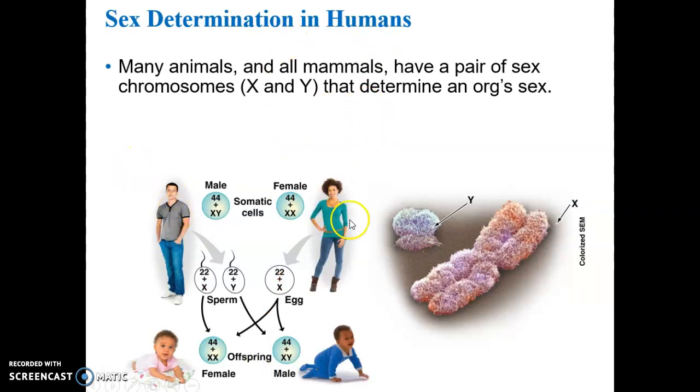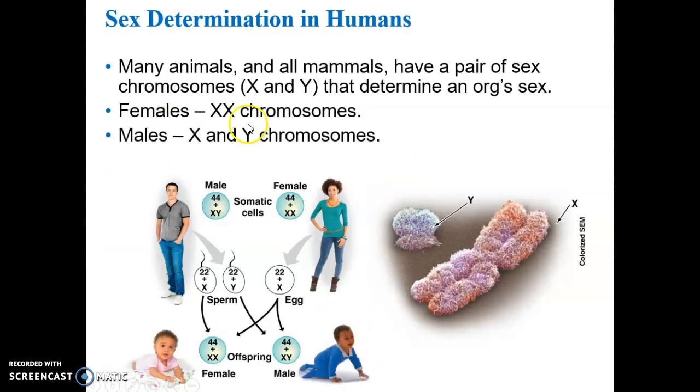Okay, sex determination in humans. Our gender, our sex, is based on what are called our sex chromosomes, X and Y chromosomes. If you're male, you're XY. If you're female, you're XX. The other 44 chromosomes are called autosomes. Females are XX, males are XY, right?